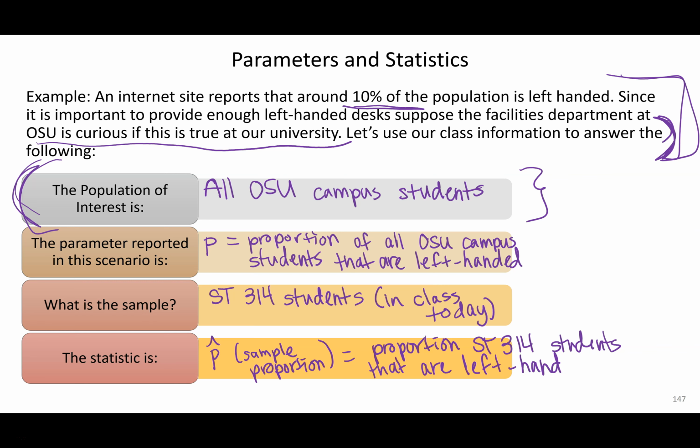What would be typical here is I might use this proportion that I see in my sample to say something about the greater group of all OSU students. Although it is worth noting it might be problematic because it assumes that the sample I took is going to actually represent the entire school. And that might not be true. So keep that in mind.